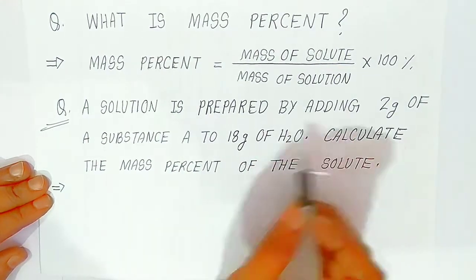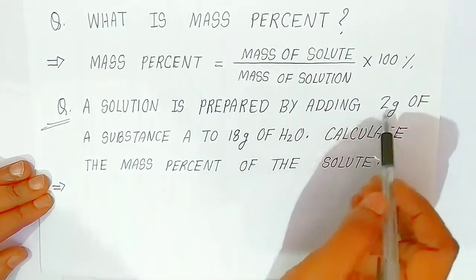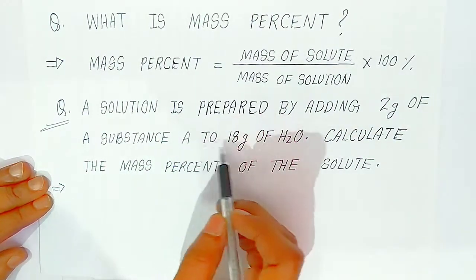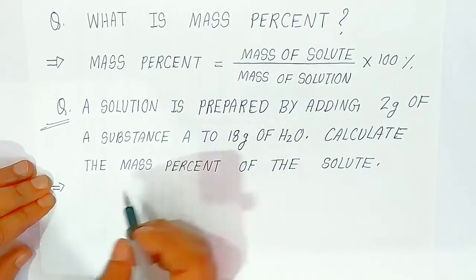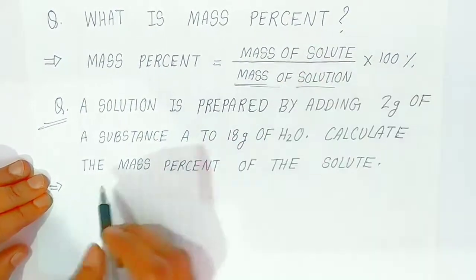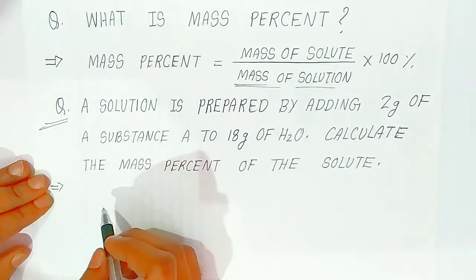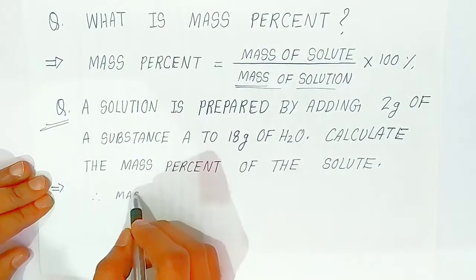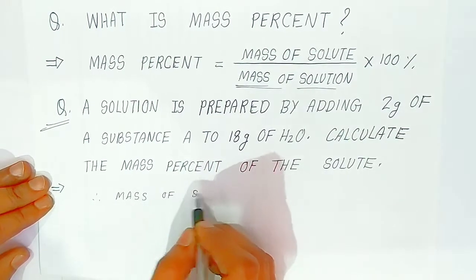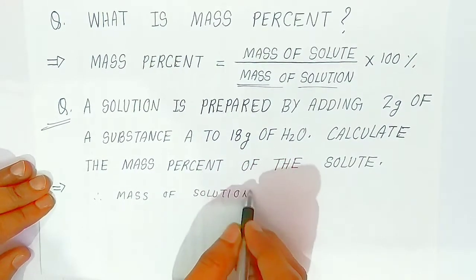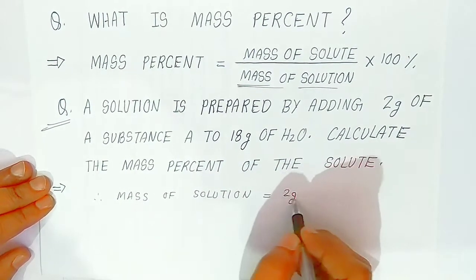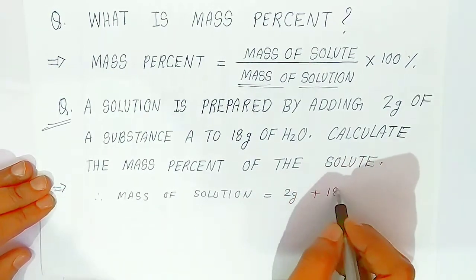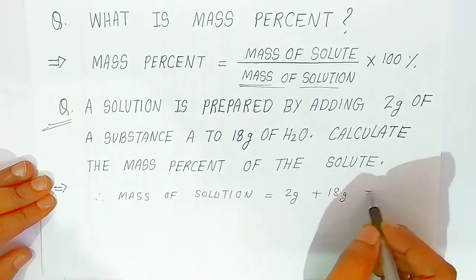So here students, a solution is made up of solute and solvent. So here the solute is 2 gram and the solvent is 18 gram. Because we require the mass of solution first, the mass of solution is equal to 2 gram of solute plus 18 gram of solvent, that is 20 gram.